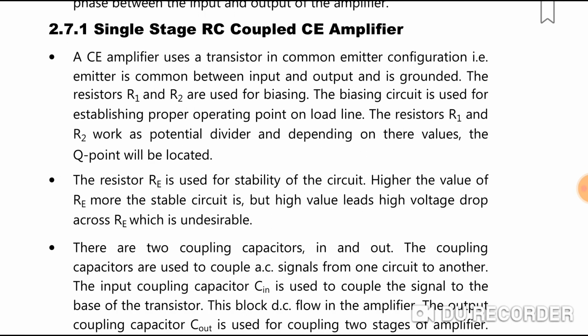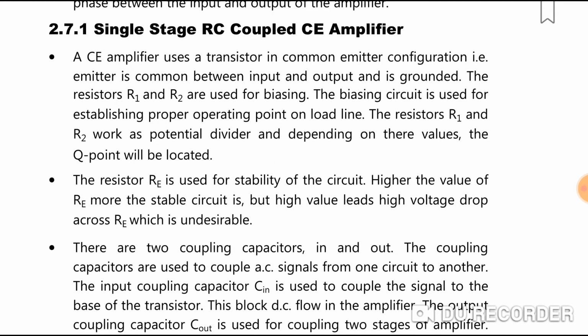Now, what is a single stage RC coupled CE amplifier? A CE amplifier uses a transistor in common emitter configuration. That is, the emitter is common between input and output and it is grounded. The resistors R1 and R2 are used for biasing. The biasing circuit is used for establishing the proper operating point on the load line.